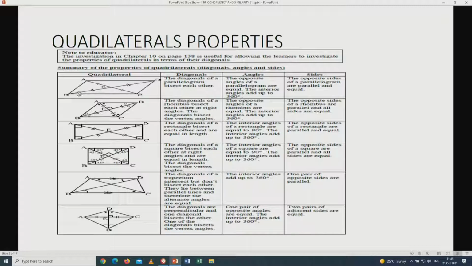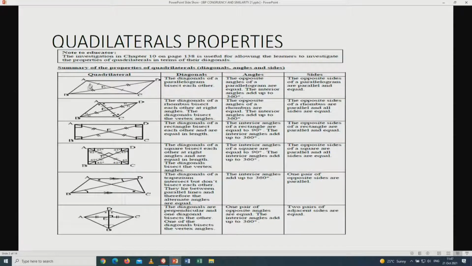side of this figure to the other. It's joining two corners, it's joining two angles. Remember that. This one is joining A and C. Remember that the terminology, the diagonal. So those properties are very important.